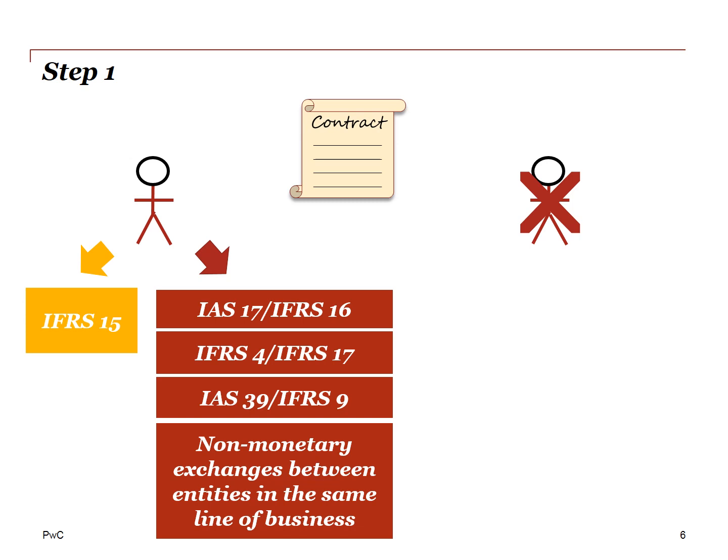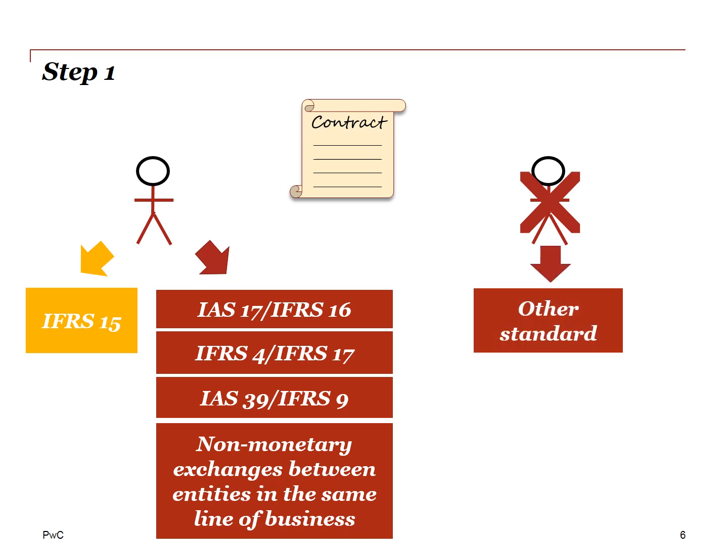Leases in the scope of IAS 17 or IFRS 16, insurance contracts in the scope of IFRS 4 or IFRS 17, financial instruments and other contractual rights and obligations in the scope of IAS 39 or IFRS 9, or non-monetary exchanges between entities in the same line of business to facilitate sales to current or future customers.